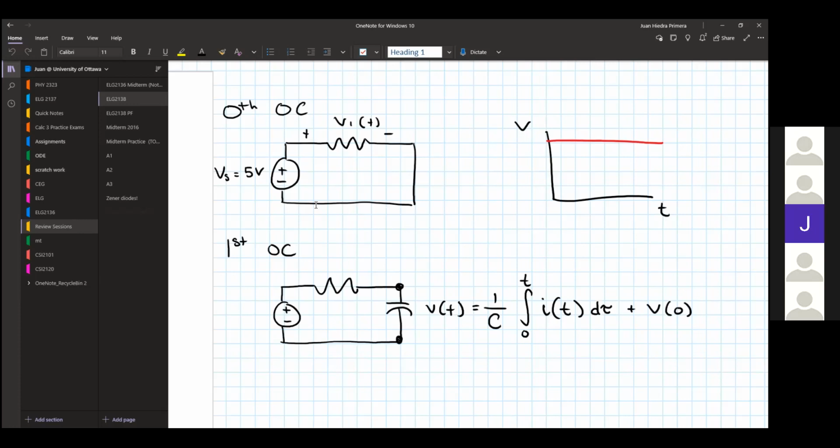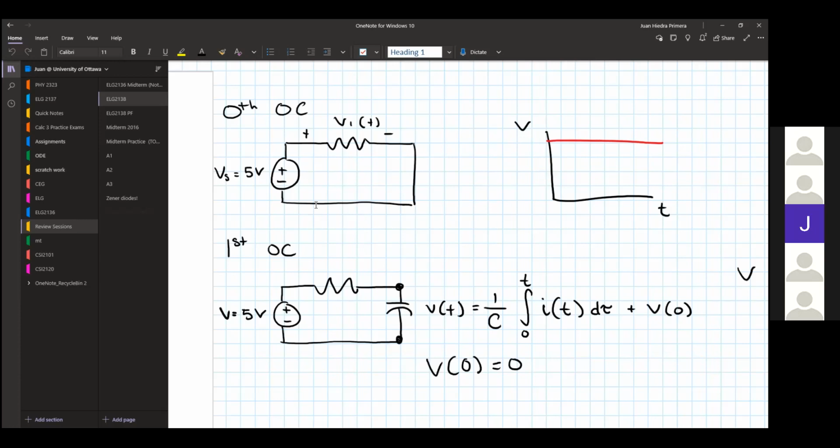That's 0. So that's the voltage at that point. And let's say our voltage source is still constant, V equals 5 volts. Then the curve of that V(t), let's say that V0 equals 0. Then at t equals 0, you're going to have no voltage across that point.